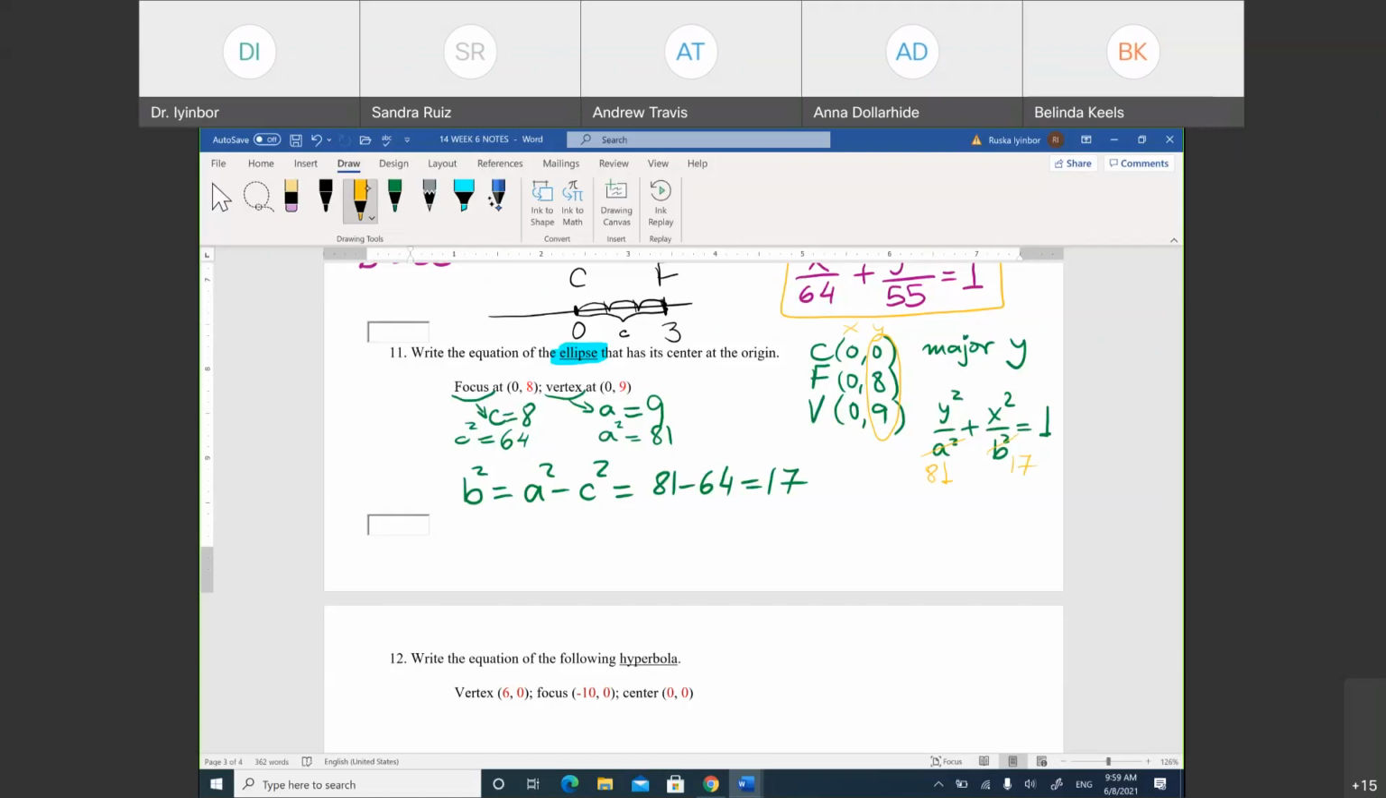We have everything we need to write the equation. So the answer is going to be y squared over 81 plus x squared over 17 equals 1. And always remember, for an ellipse, the major axis is always bigger than the minor axis. That's not the case for a hyperbola, but for an ellipse, always the major is bigger than the minor. Okay? So that's the equation. That's what you're going to put in the answer box. Okay? Any questions about ellipse?